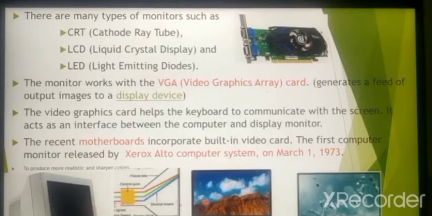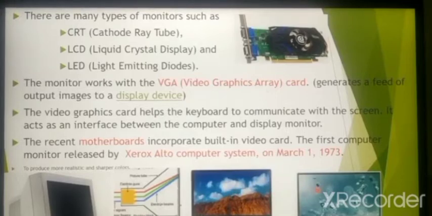So next one is LCD monitor, liquid crystal display, which works based on the concept of liquid crystals. With the help of liquid crystals only, the information is displayed on the monitors. So here the size is reduced to a thin flat size. We can just fix it on the wall also. Here in this LCD we can see the image in a more realistic manner than the CRT monitor.